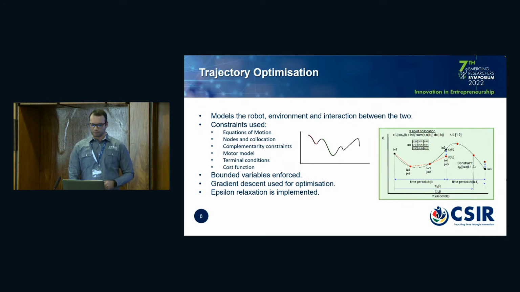Okay, so the complementarity constraints are extremely difficult to solve computationally, and consequently epsilon relaxation techniques are used. This implies that the problem is solved multiple times over, each time reducing the tolerance, reducing epsilon, and thereby increasing the accuracy of the solution.